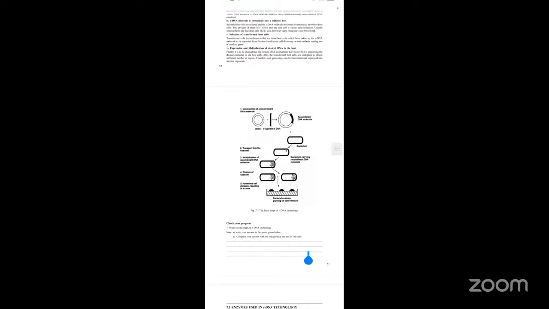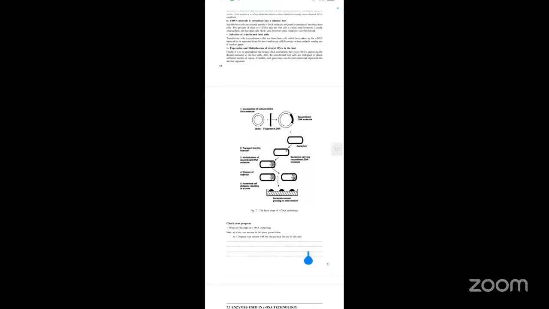Next is the selection of transformed host cells. Transformed cells are those cells which have taken up the rDNA molecule, to be separated from the non-transformed cells using various methods, making use of marker genes. Next one is the expression and multiplication of the desired DNA in the host cells.